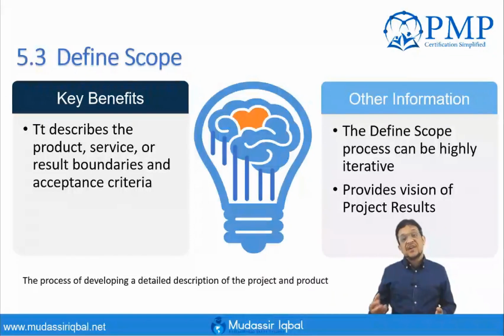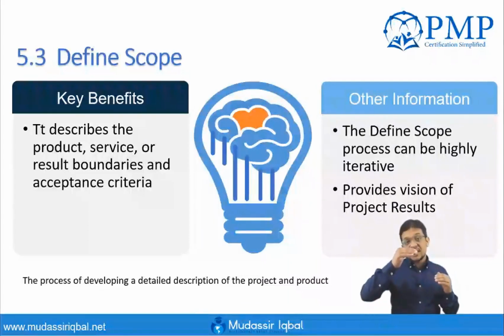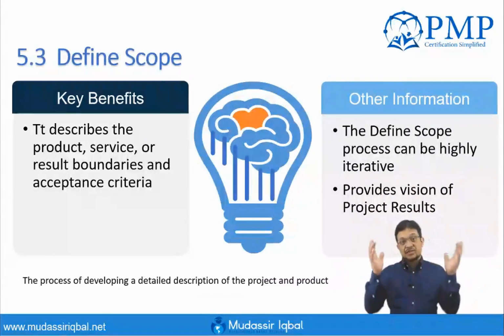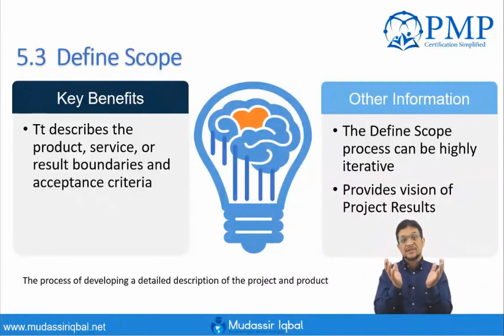Product is the functions that we are looking at. Project is the way to get to that scope, or to the product. Since all the requirements are identified in collect requirements, understand this: the relationship between collect requirements and define scope is kind of a subset. Collect requirements is a superset and define scope is a subset.